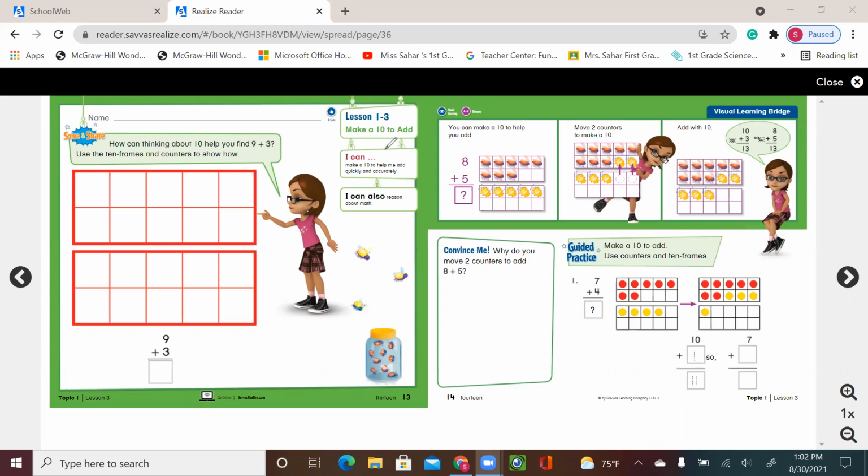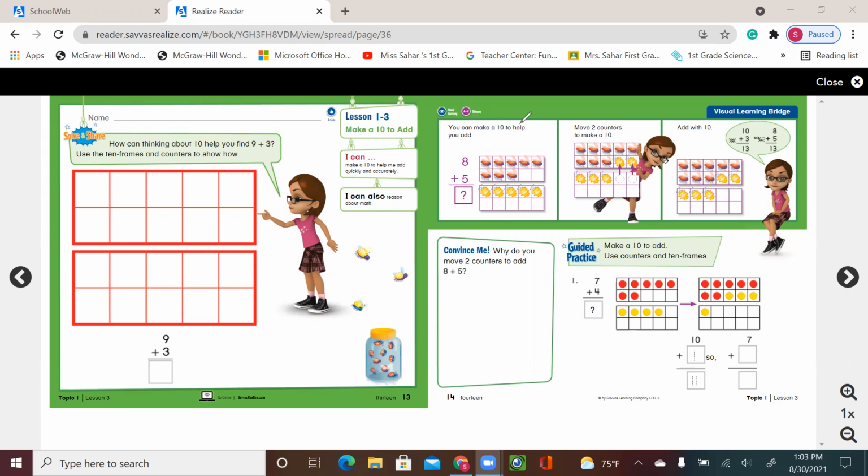So lesson 1-3, make a 10 to add, page 13. All right, let's start. How can thinking about 10 help you find 9 plus 3? Use the 10 frames and counters to show how. So this is the 2 10 frames that we have. And the idea and the concept for today is how to make 10 help you to add fast and accurate.